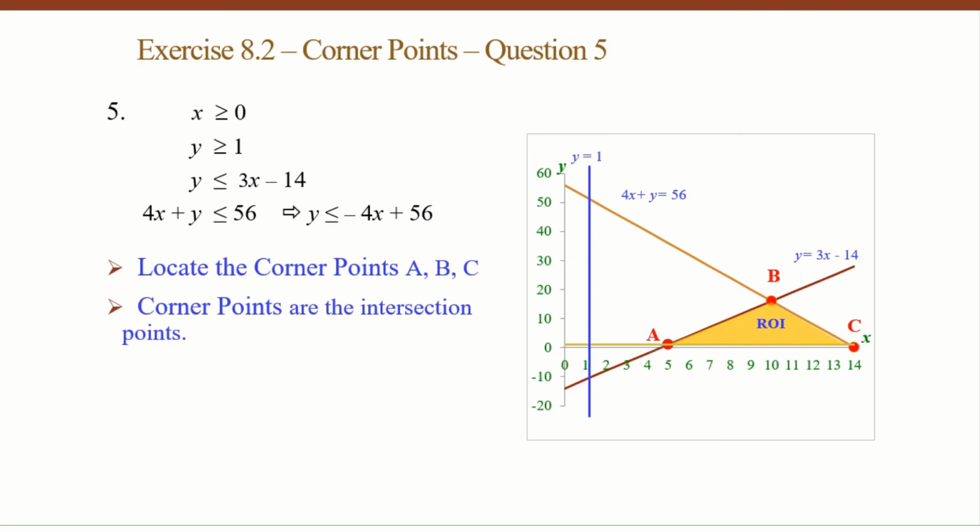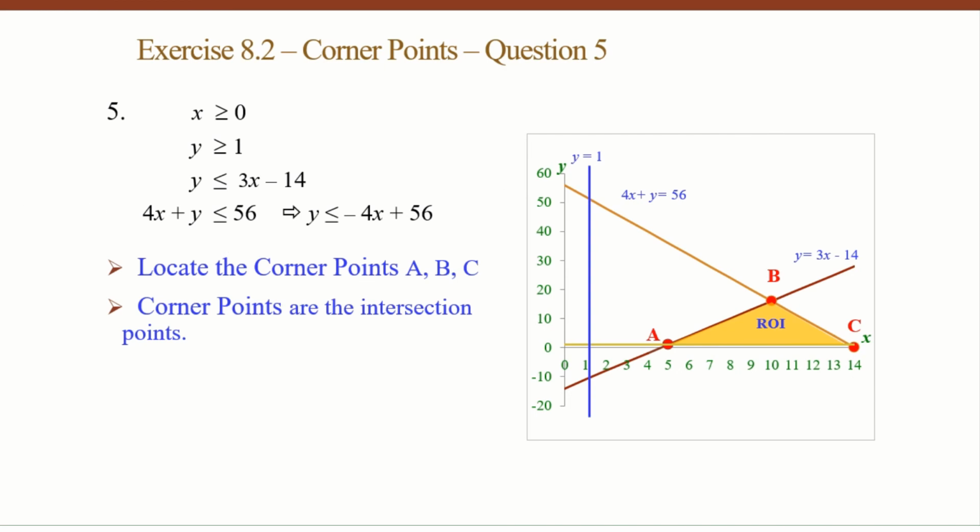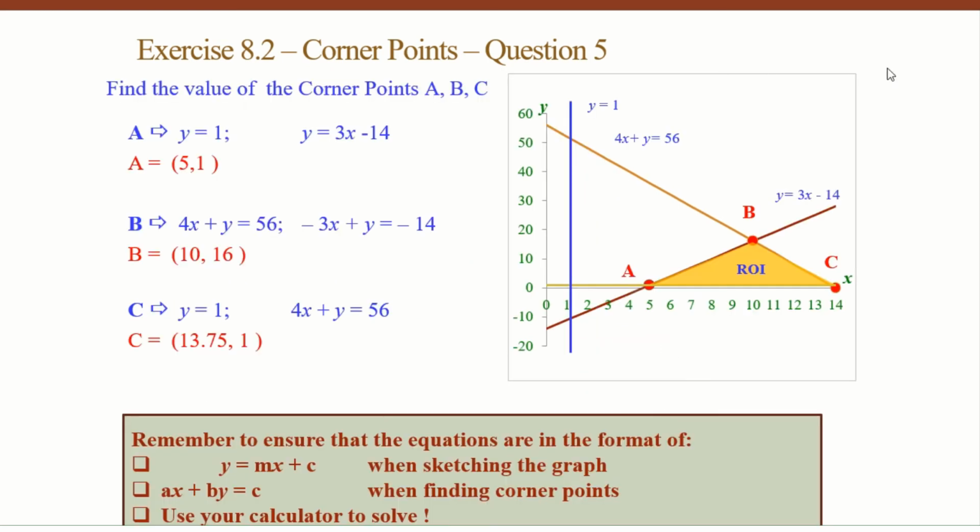Okay. This is exercise 8.2, question 5 and question 10 basically. So question 5, you will draw all these lines and you will find the region of interest and the corner points. All of these 3 corner points must be the same as my slide. You should be able to get it. Like these two, you just plug it in the calculator, you will get this coordinate. 10, 16 you can get from the calculator. Just plug these 2 equations in and you will get it.